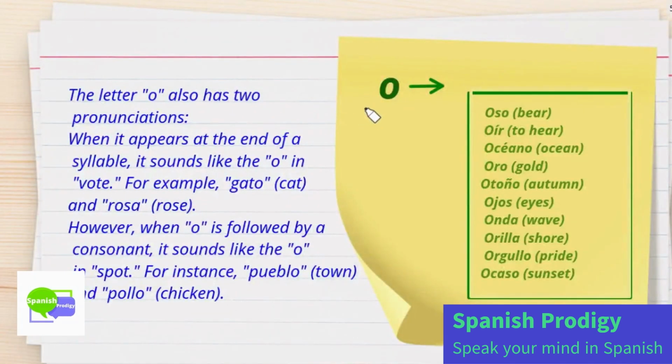The letter O also has two different pronunciations. When it appears at the end of a syllable, it sounds like the O in oat. For example, gato means cat and rosa means rose. However, when O is followed by a consonant, it sounds like the O in spot. For instance, pueblo means town and pollo means chicken.